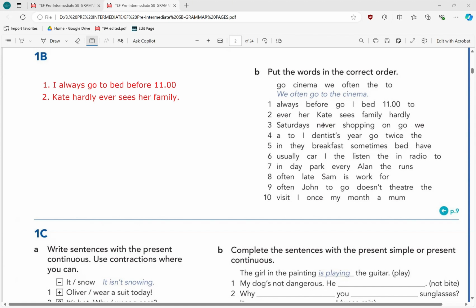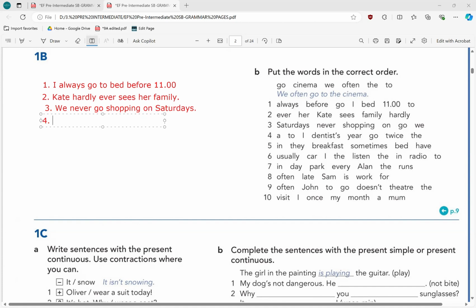So never is the frequency adverb. So it comes before verb. So I think it's very clear now. We never, because we put it before the verb, yeah? We never go shopping on Saturdays. Day names like Monday, Sunday, Tuesday, Saturday, always capital, guys. You need to write capital. As you can see, S is capital here. So we never go shopping on Saturdays.